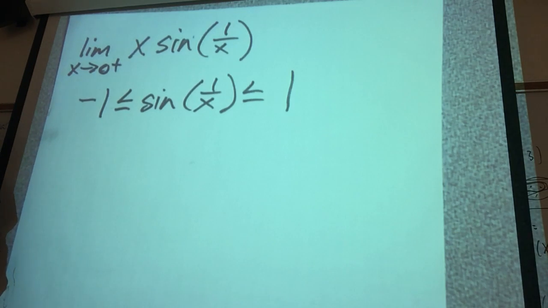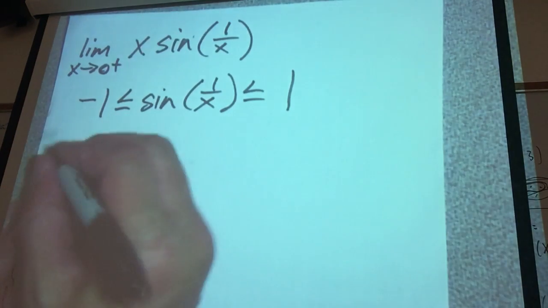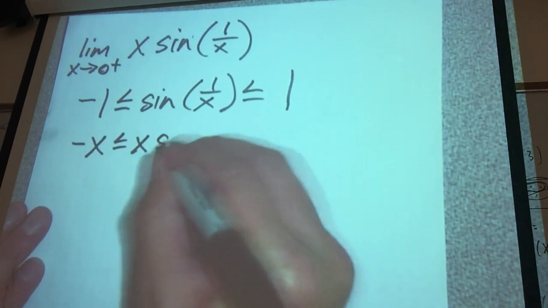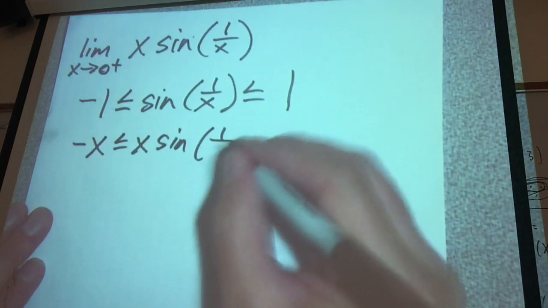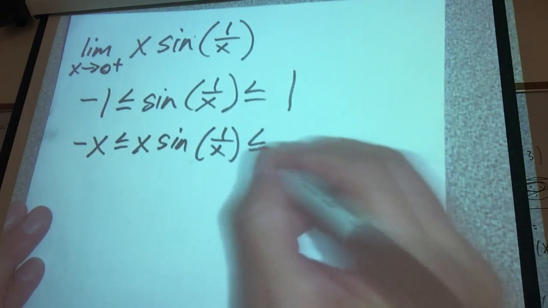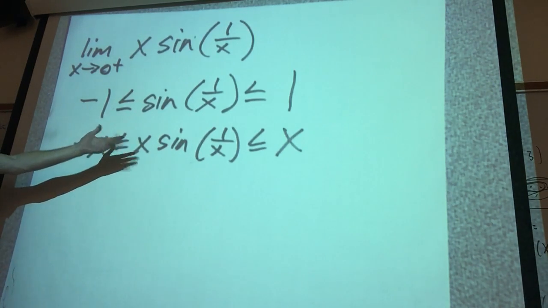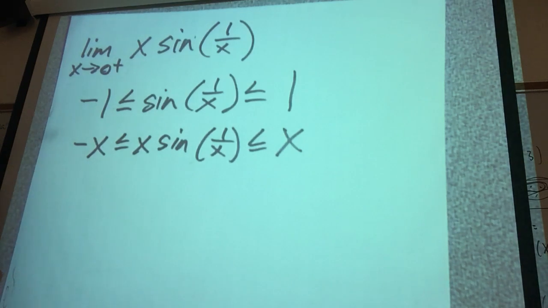So why don't I just multiply everybody by x? This would be -x is going to be less than or equal to x sine of 1 divided by x, which is going to be less than or equal to x. I'm just going to multiply everybody by x. So now I have two functions that are bounding the function for the limit that I'm trying to deal with.